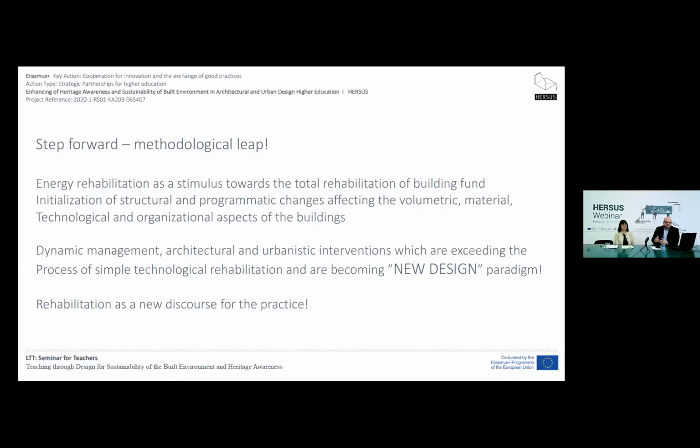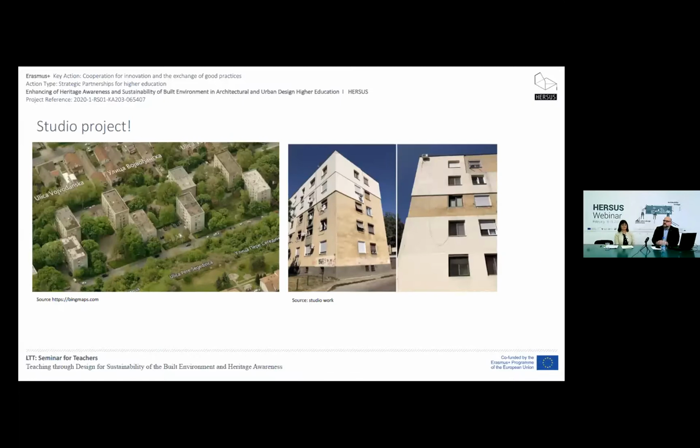And in order to boost this discourse, we started, let's say, demonstration works on various building types, usually choosing the ones which are most common in our building fund, trying to put our students to analyze these building types, the people that are living in them, and the social, the cultural, and the functional needs which they are facing within this building.